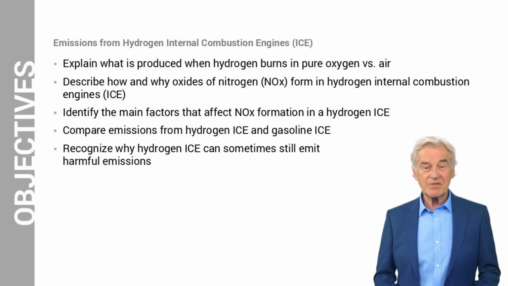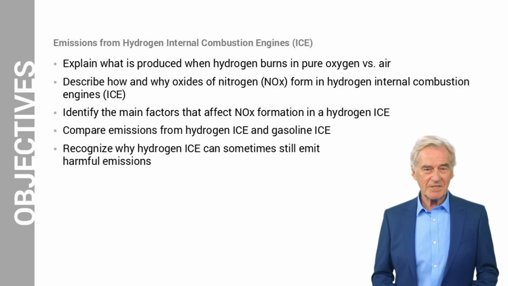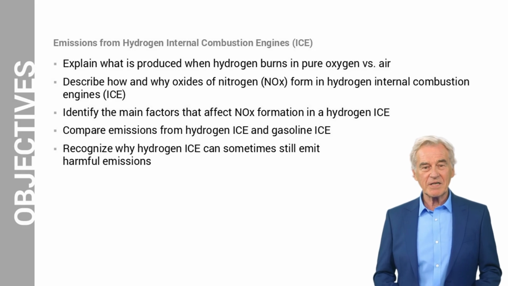Let us look at our lesson objectives. By the end of this lesson, you will be able to explain what is produced when hydrogen burns in pure oxygen versus air. Next, you will be able to describe how and why oxides of nitrogen form in hydrogen internal combustion engines. Then, you will be able to identify the main factors that affect oxides of nitrogen formation in a hydrogen internal combustion engine. Following that, you will be able to compare emissions from hydrogen internal combustion engines and gasoline internal combustion engines. Finally, you will be able to recognize why hydrogen internal combustion engines can sometimes still emit harmful emissions.